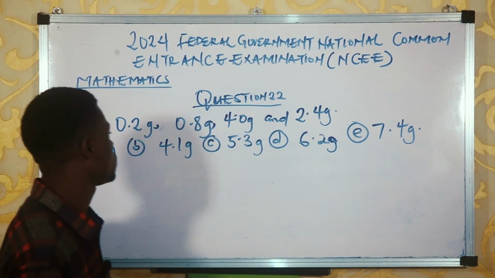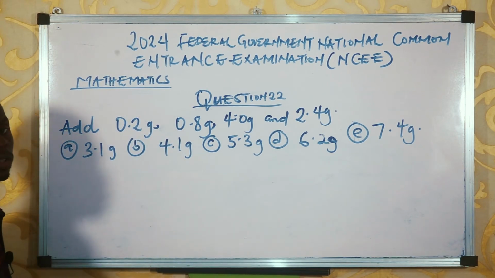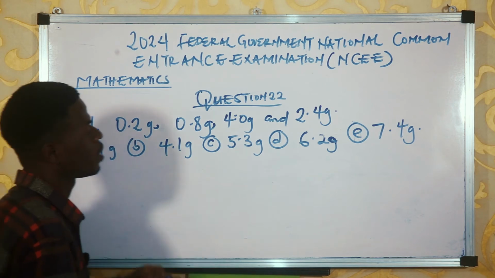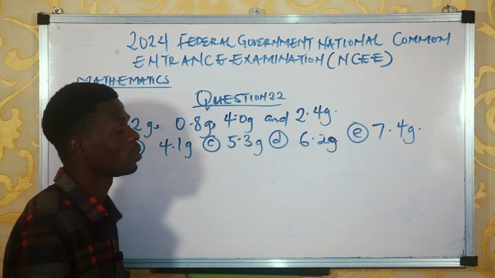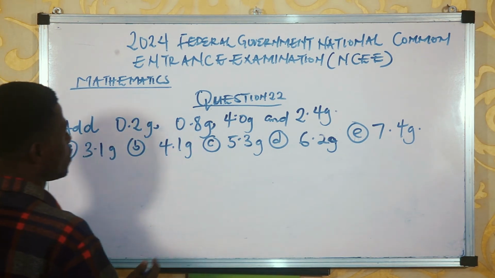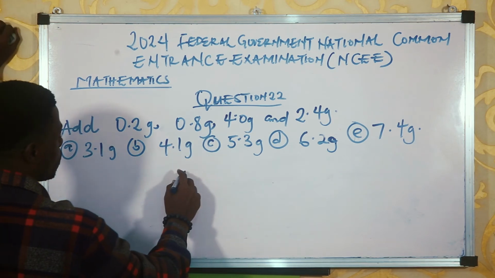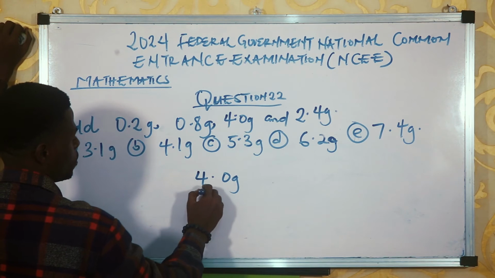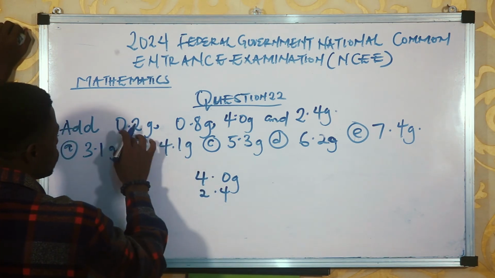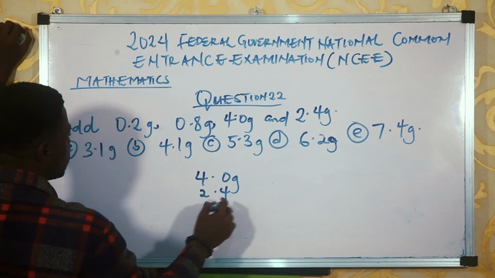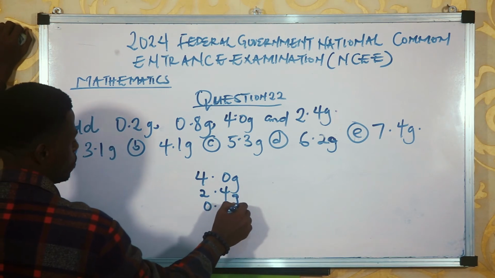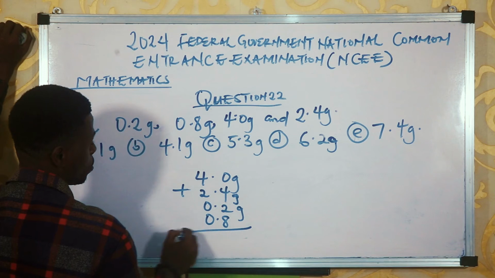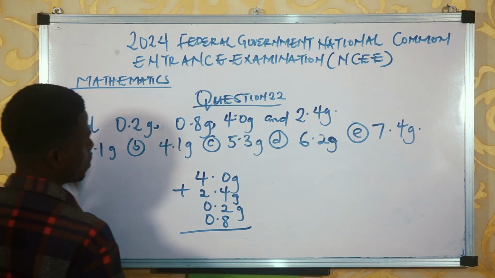Question 22 says add 0.2 gram, 0.8 gram, 4.0 gram, and 2.4 gram. So let me start with 4.0 gram, followed by 2.4 gram, followed by 0.2 gram, then followed by 0.8 gram. So we have to add everything here.